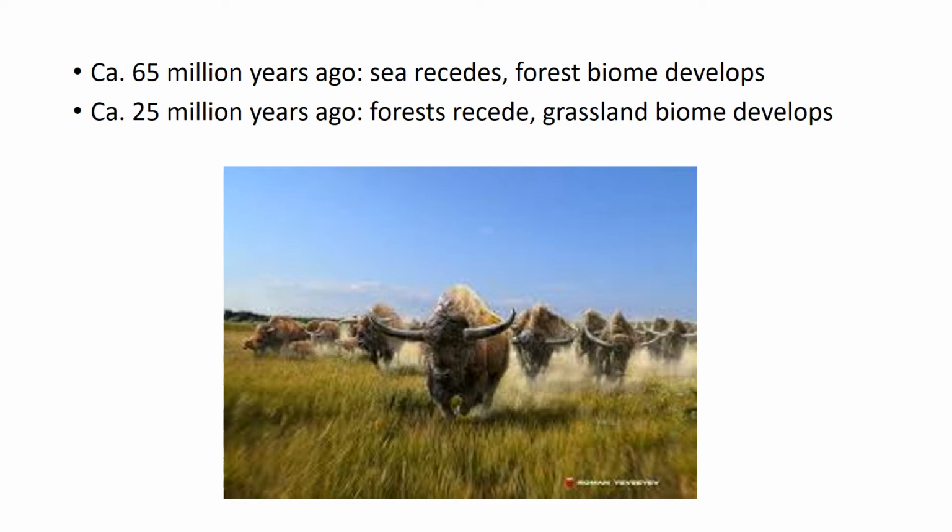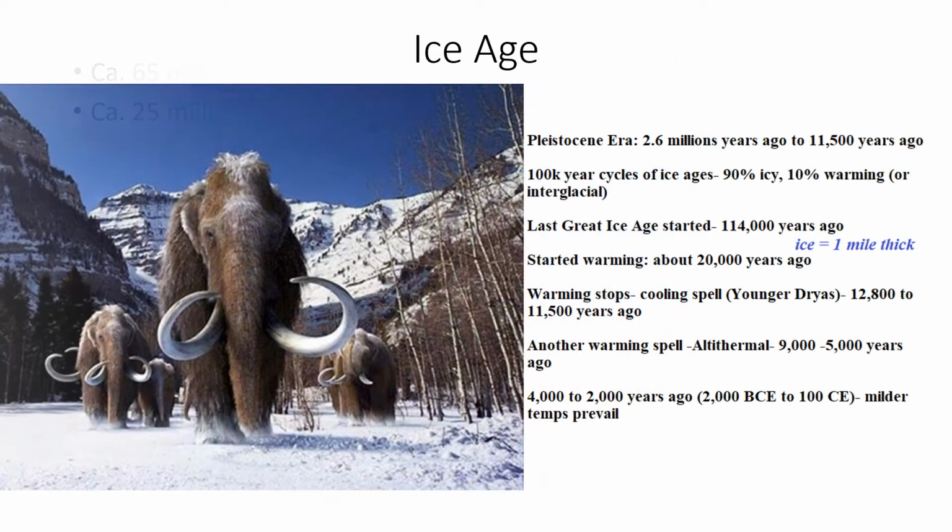Well, going forward from there, the Pleistocene era began about 2.6 million years ago and lasted until 11,500 years ago, or circa 9,500 BCE, followed by the Holocene era, which is the era that we're in, the era of modern humans.